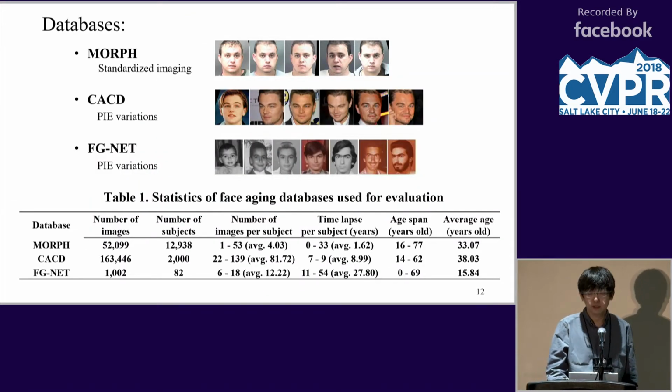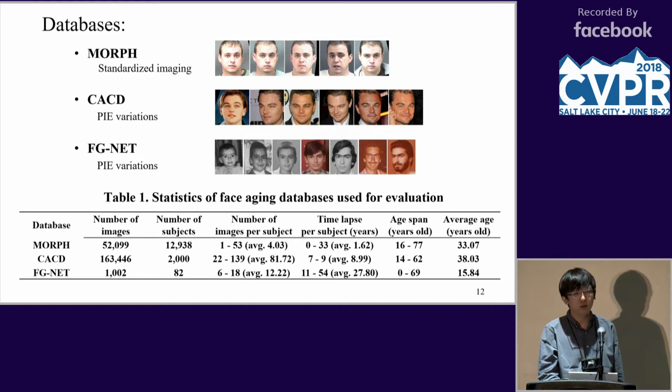In our experiments, we use three popular databases: MORPH, CACD, and FGNet. The key properties of these databases are summarized in the table. MORPH provides well-controlled samples, while the other two give ones in the wild. As the number of subjects in FGNet is quite limited, our major experiments are carried out on MORPH and CACD. FGNet is only used for testing in the cross-dataset evaluation. In pre-processing, we only need to detect the centers of the two eyes.